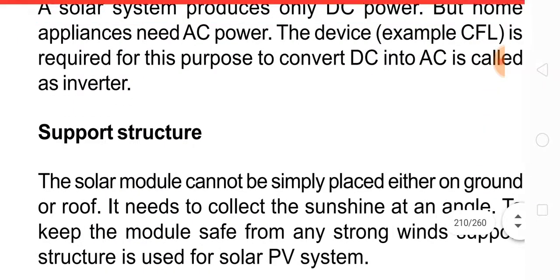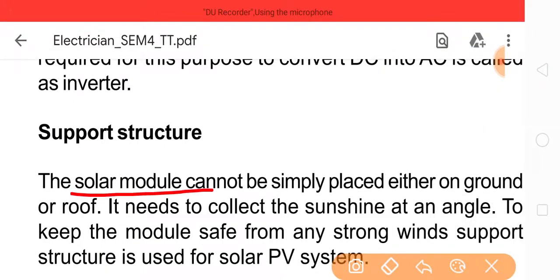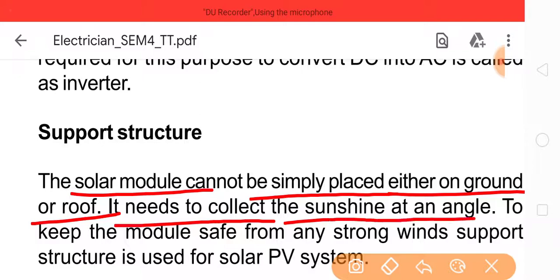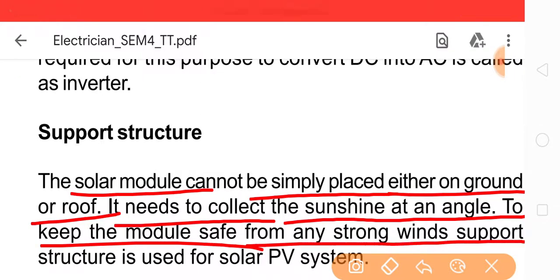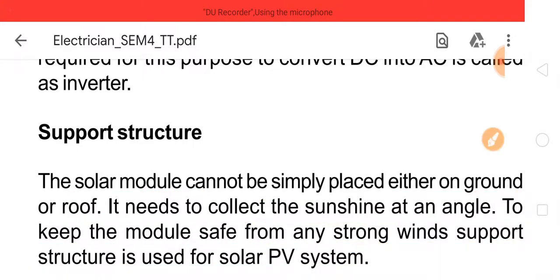Support structures. The solar modules cannot be simply placed either on the ground or roof. They need to catch the sunshine at proper angles and be kept safe from any strong wind. Support structure is used for the solar PV system.